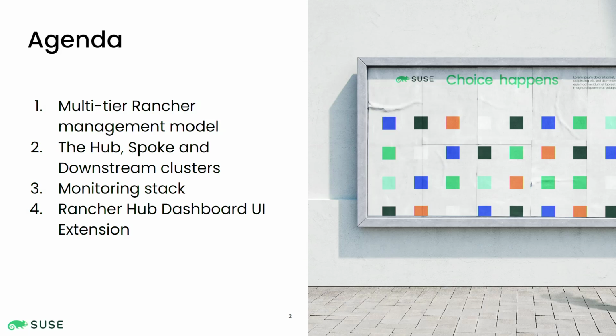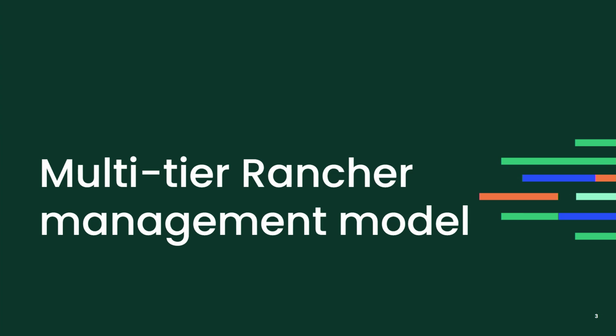All right, so what we are going to go through. First we're going to touch on the multi-tier Rancher management model, which we introduced to solve the problem which we're going to describe. Next we're going to introduce some new terminology which we had to use to be able to describe the solution. Next we're going to take care of the monitoring stack, which is the crucial part of the whole solution. And finally we're going to showcase the user interface extension, which is exposing the results of the work in the Rancher UI.